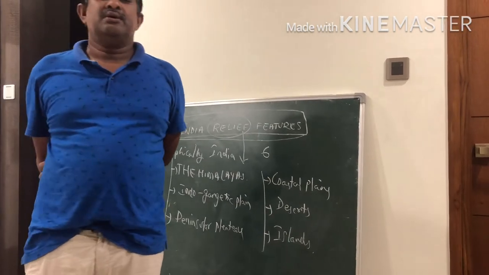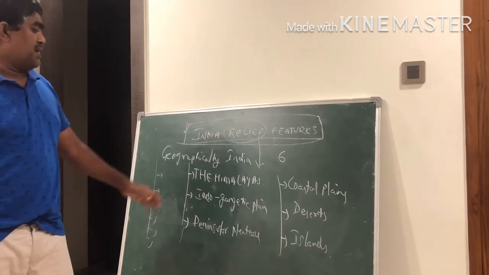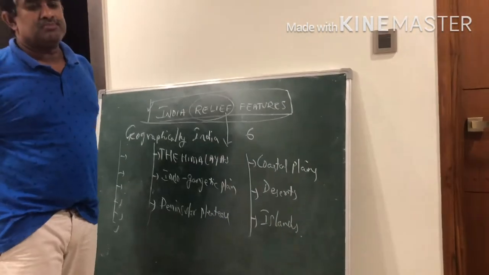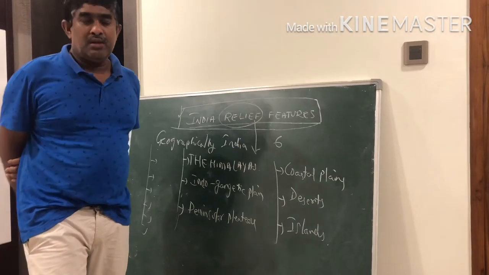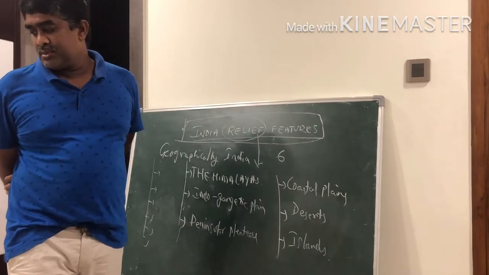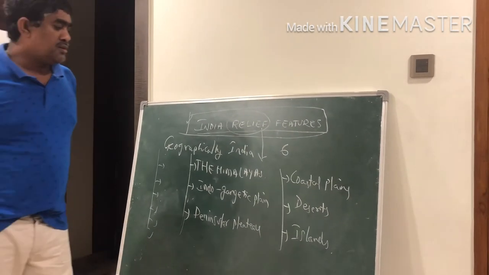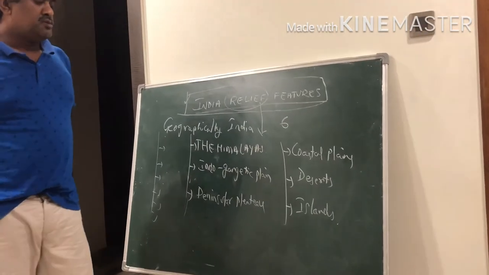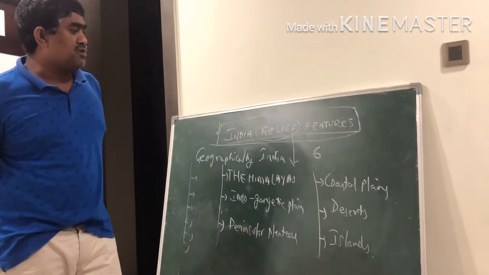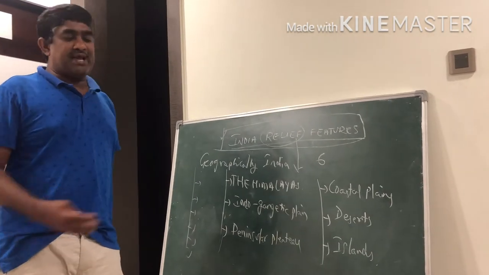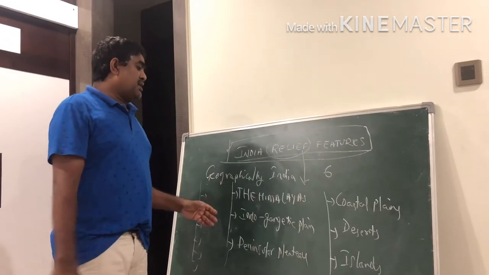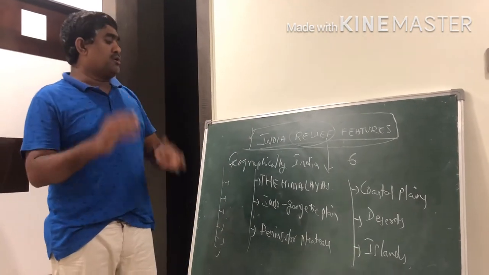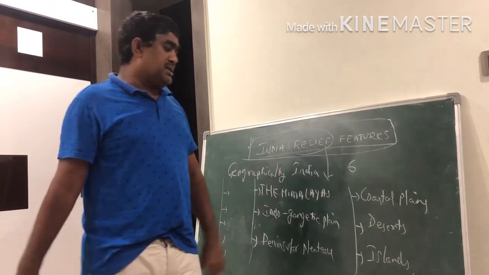They are the Himalayas, the Indo-Gangetic Plain, the Peninsular Plateau, the Coastal Plains, the Deserts, the Islands. Geographical India was divided into six major reliefs. You can also answer like that. They are the Himalayas on the north, Indo-Gangetic Plains in the center, Peninsular Plateau down, Coastal Plains on the seashores, deserts, and islands.